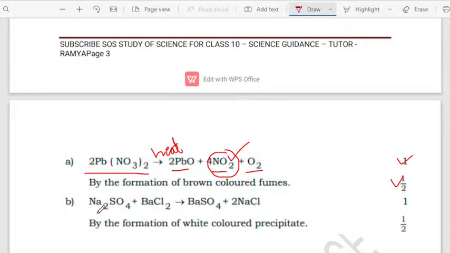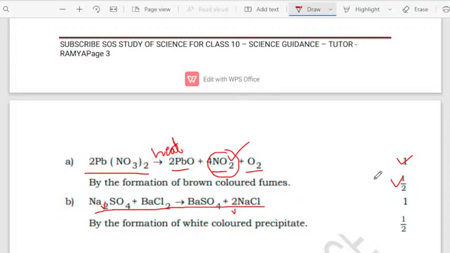Next, they are asking, sodium sulfate is heated with the barium chloride. See, this equation is very simple, children. There is not much balancing to do. As 2 atoms of sodium are present in the reactant side, you have to write 2 in front of the product NaCl. That's all. It is now balanced.